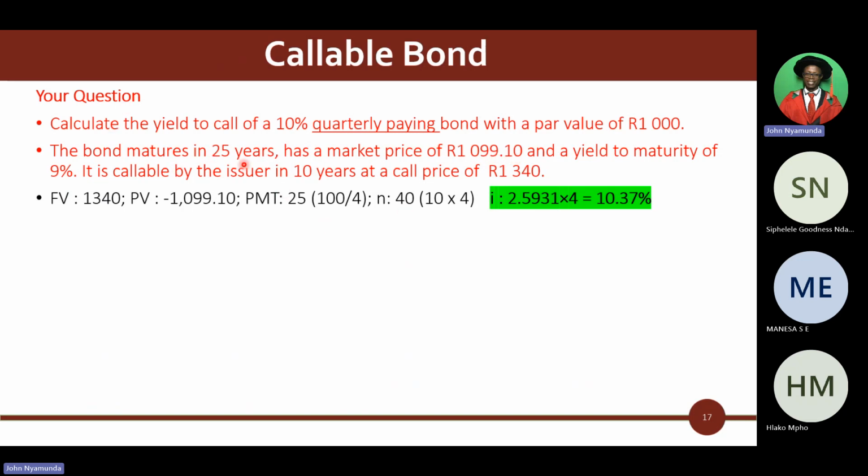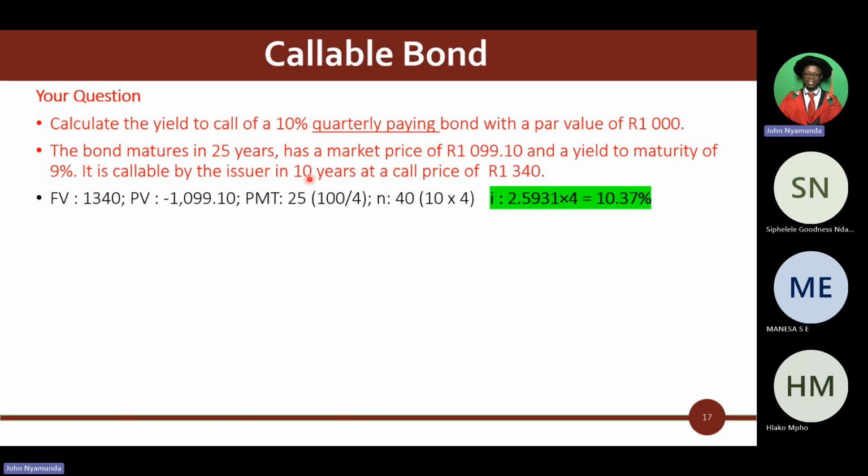The question is: calculate the yield to call for a quarterly paying bond which matures with the par value. The bond matures in 25 years, at the market price, and it is callable by the issuer in 10 years. Since it's a quarterly bond, it means it's going to pay 4 times 10, 40 is our N.